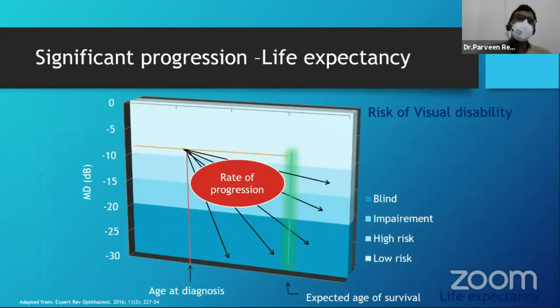Then what we should not forget is life expectancy, because not all progressions are significant. Whenever we are taking a treatment decision to intervene for progression, as I told in the very first slide, progression is the rule in glaucoma, but the question is when to intervene: at a time when the rate of progression is going to affect the quality of life of that patient. So whenever we are talking about progression, we need to be careful about the life expectancy of the patient.